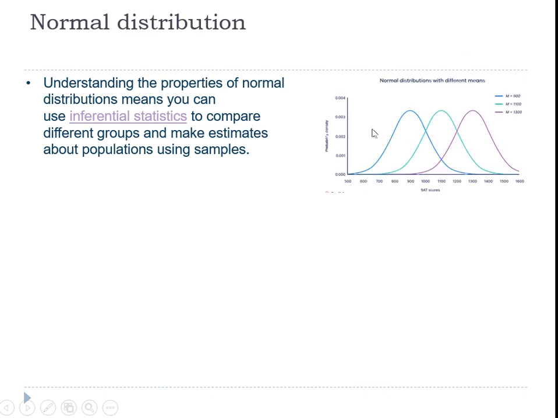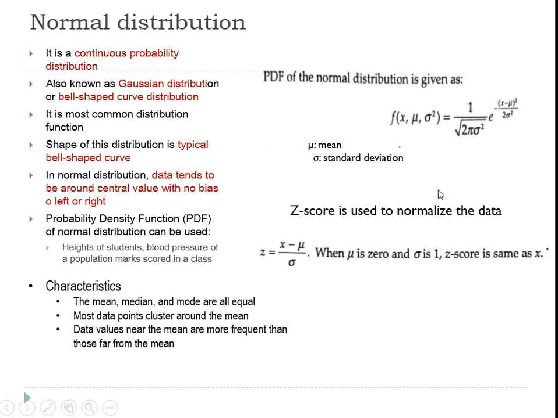This is the probability distribution function of a normal distribution. As I told you, it is a bell-shaped curve, and the values will be centered around the mean, and there will be no bias towards the left or the right. Now coming back to the applications, we can use normal distribution in various cases.